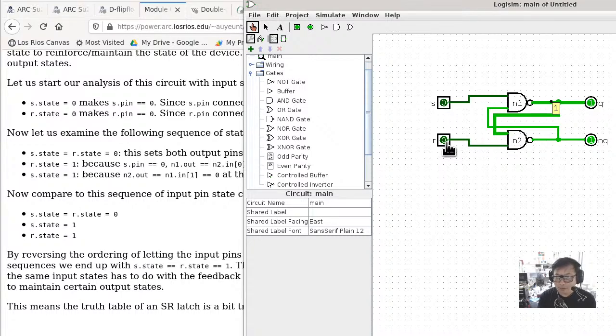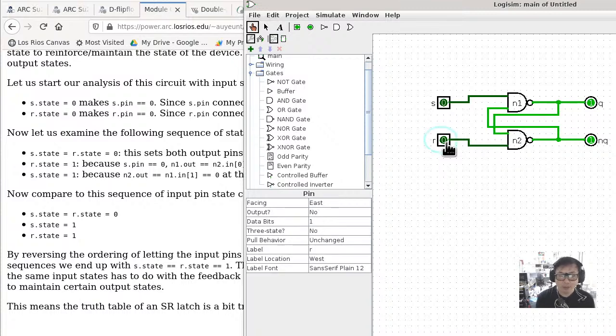Okay, so that is the analysis. Now that we know what we are predicting the circuit to do, we can do that in LogicSim just to verify what we have theorized a little bit earlier. So we click this, and sure enough, NQ turns into a 0.